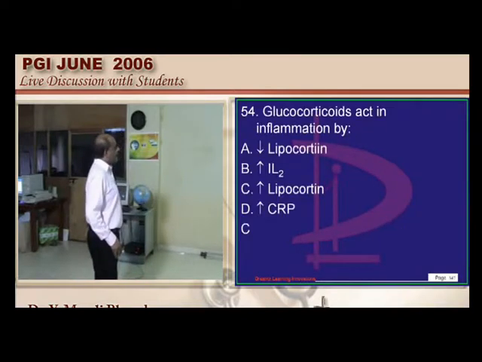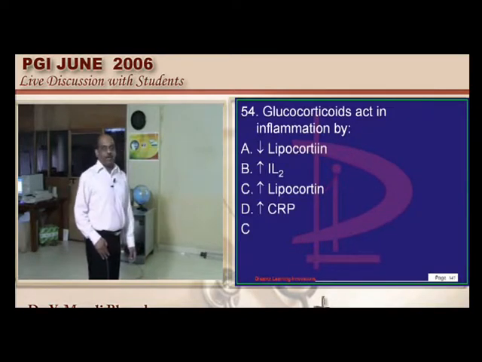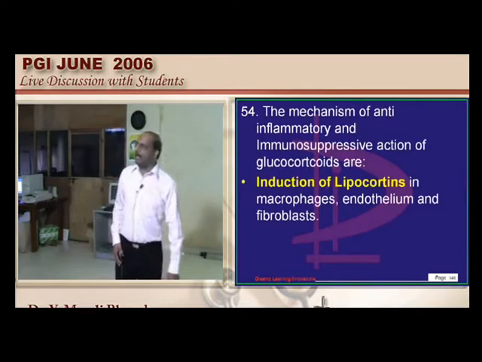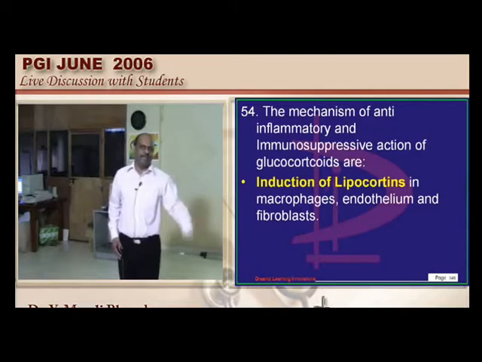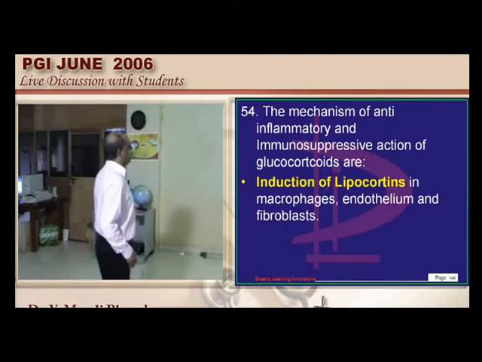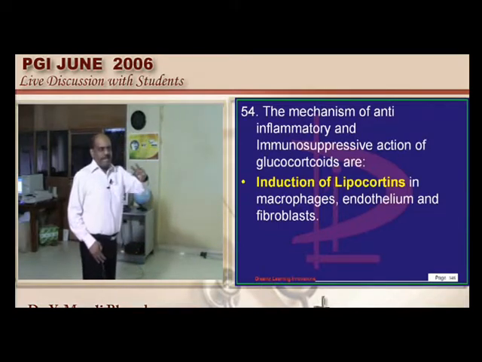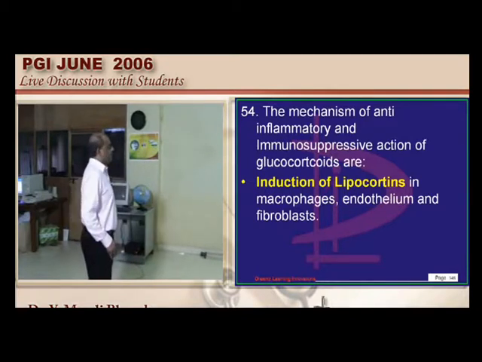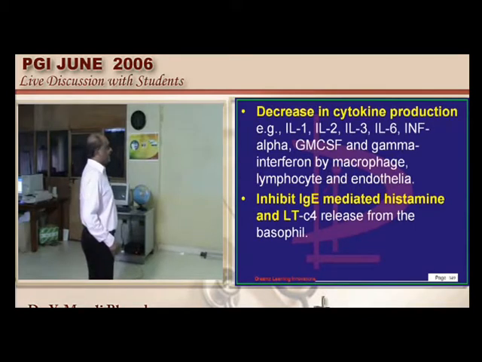Glucocorticoids basically act in inflammation by increasing the lipocortin, not decreasing it. Now tell me, doctor, where does lipocortin come into the picture in the whole inflammatory cascade is my question to all of you. So tell me three mechanisms by which glucocorticoids are anti-inflammatory. Induction of lipocortins, decreasing the cytokines IL-2, IL-3, IL-6, etc.